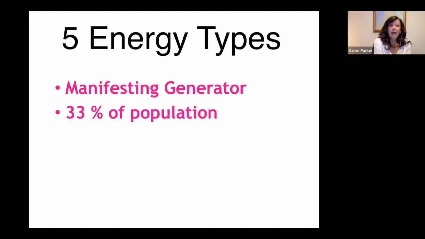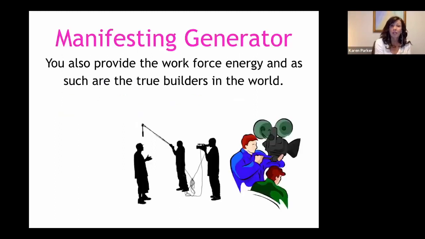The next type is the manifesting generator. Manifesting generators are approximately 33% of the population. And very much like the generator types, they also provide the workforce energy and are also the true builders of the world. They're here to do the work of the world. And that means doing the physical effort required to build the tangible world.